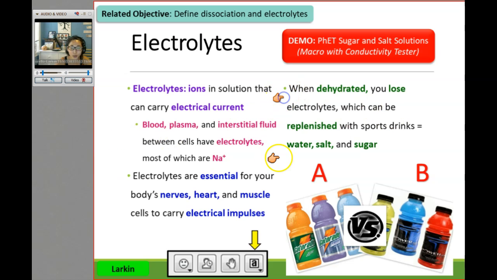Awesome, Amy, Jennifer. Cool. Now, the problem is when you get dehydrated, you actually lose electrolytes, right? Which is what these sports drinks are doing. They are trying to give you more electrolytes.